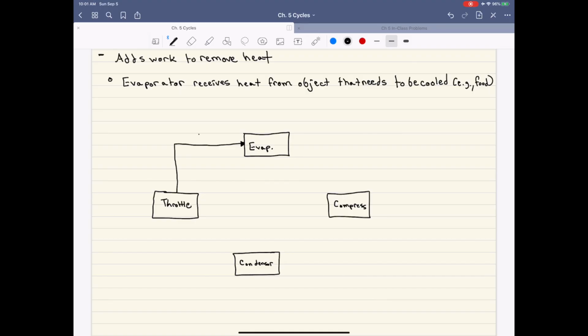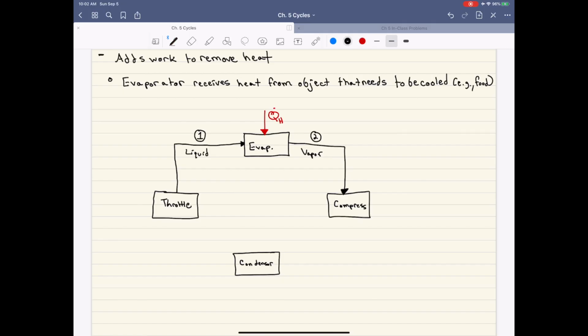With the refrigeration cycle, what we have is stream 1. We have some sort of liquid that goes through an evaporator, and then it receives QH from the object that you want to cool. It receives this QH, and it causes the fluid to evaporate. So here, we start with liquid, and then in stream 2, you now have a vapor.